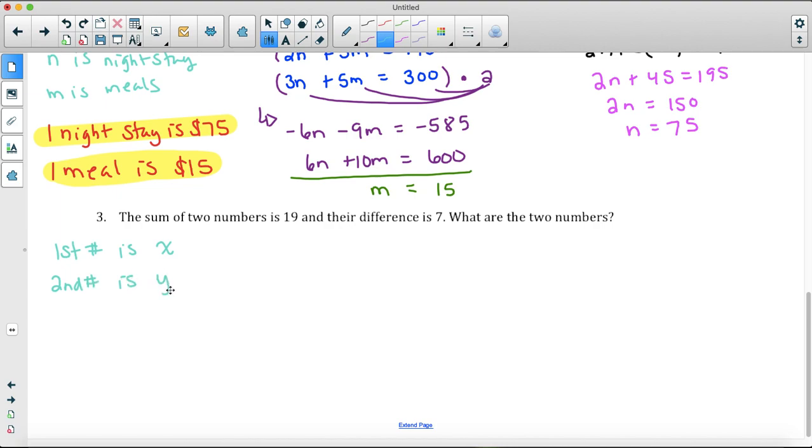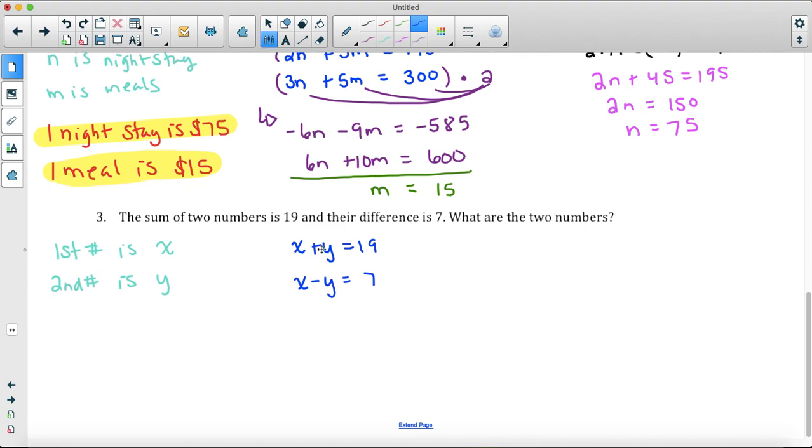So our first equation comes from the sum, which means addition, of two numbers is 19. So we have X plus Y has to equal 19. And their difference, which is subtraction, so we would have X minus Y is equal to 7. What are the two numbers?